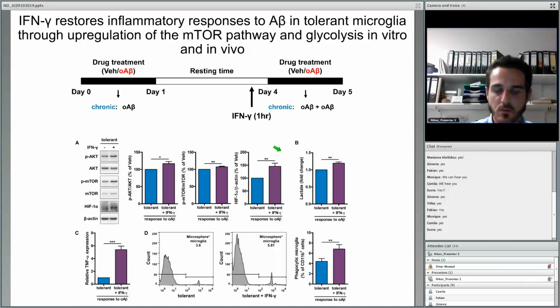So this was also translated to an increase in the TNF alpha expression and an increase in internalization of the microspheres, suggesting again this rescue in the microglia response. Of course, here again, what is missing for me is what happens if you just give interferon gamma in an acute phase of oligomeric A beta. Would you expect the same response? And it's rather again a masking phenotype of interferon gamma, not the second exposure of the oligomeric A beta.